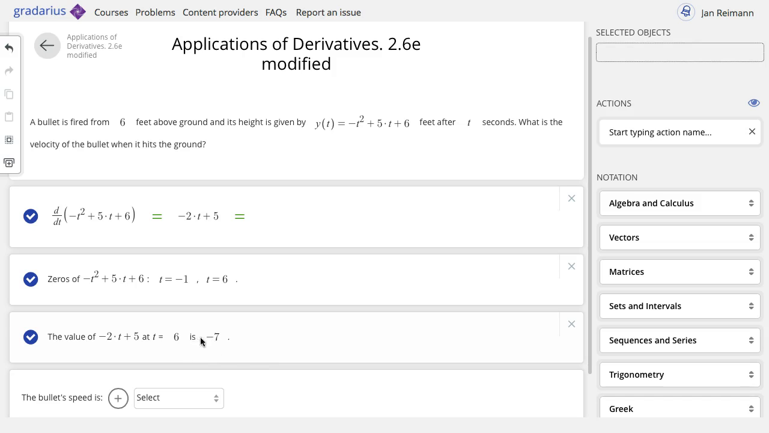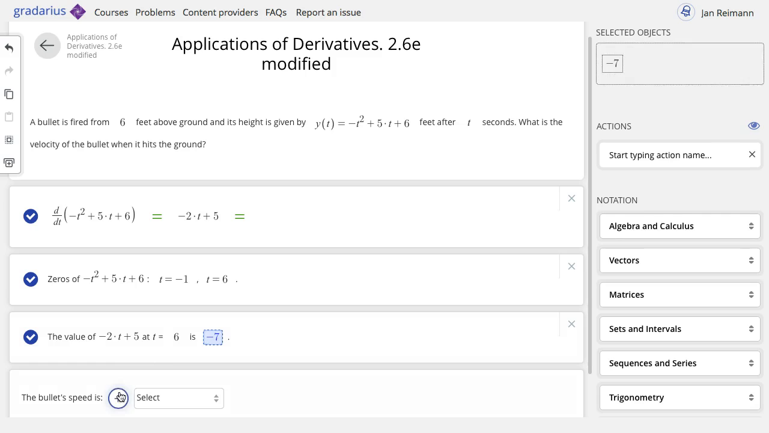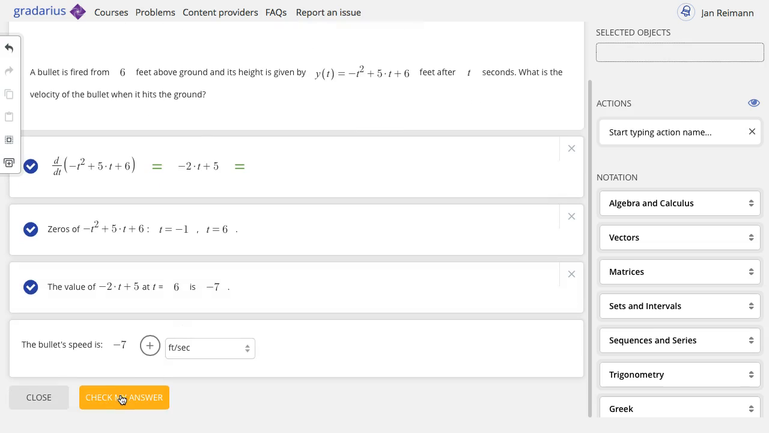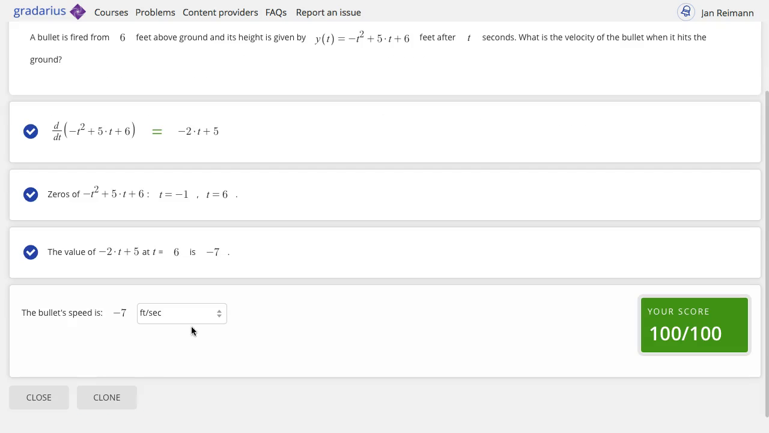Okay, so now we have our value. So now the only thing I need to do is to copy it and then select, okay, what is it? It's velocity in feet per second. And then submit. Okay, everything looks good.